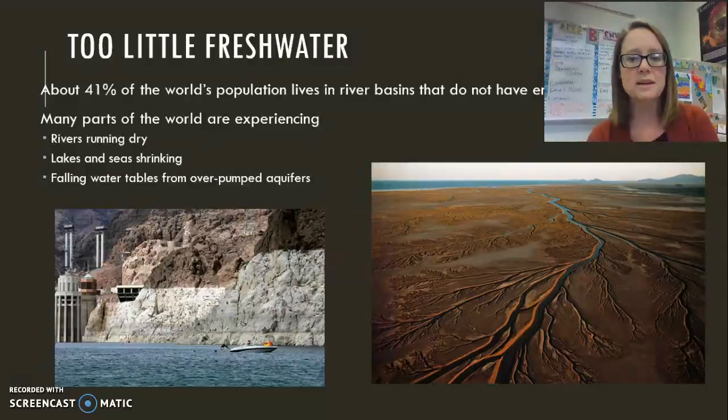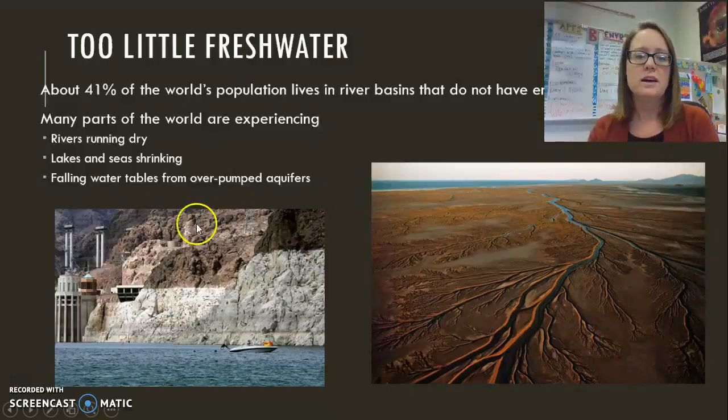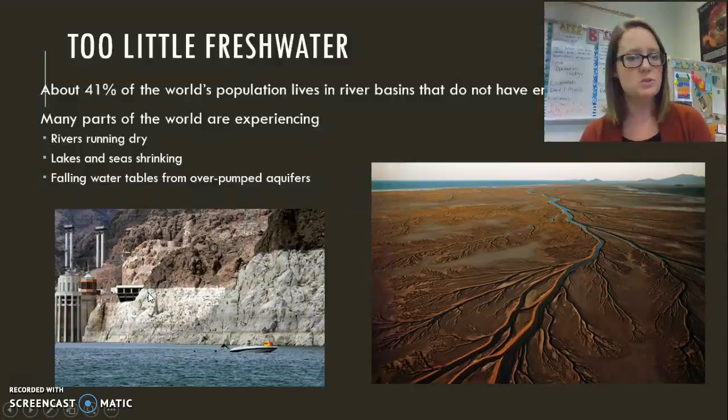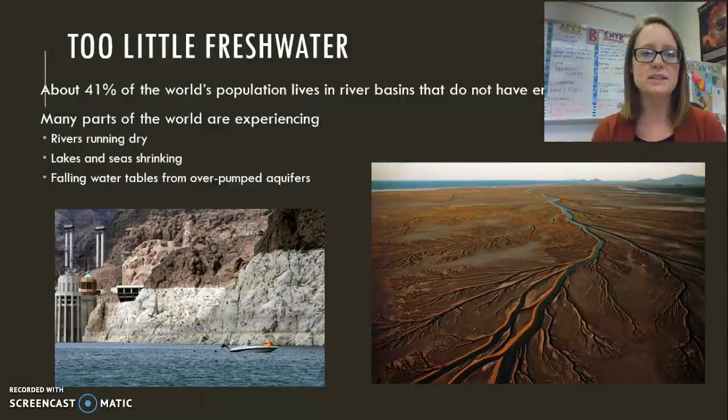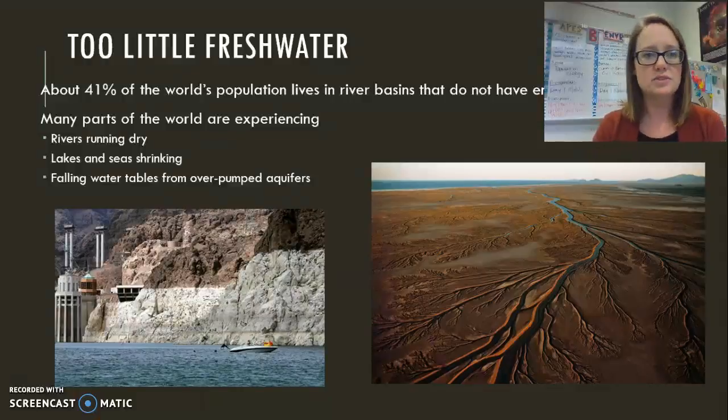and what that means. In these two images, you can see this is the Colorado River and what used to be the Colorado River Delta, where all this was submerged in water. Now you can see how the river is running dry. And this is Lake Mead, which is behind the Hoover Dam, which is one of the dams on the Colorado River. Because of high evaporation rates and overuse in our desert areas, we're seeing our lake levels fall as well.